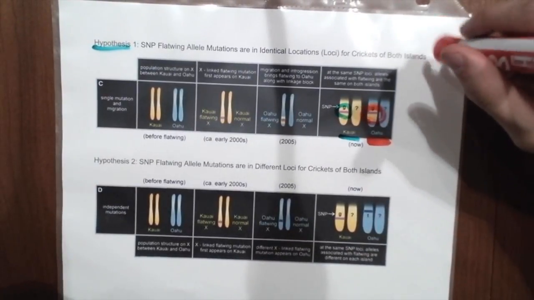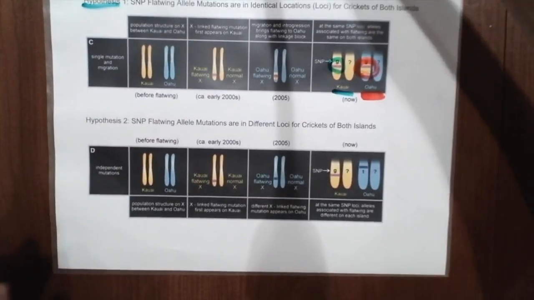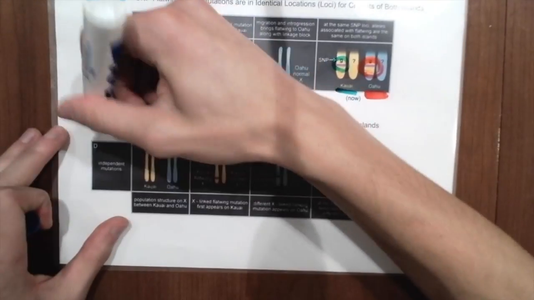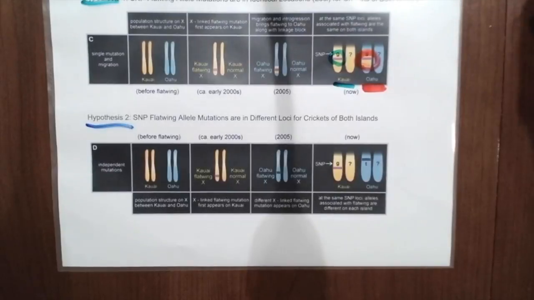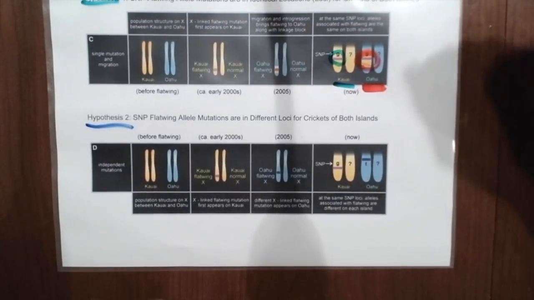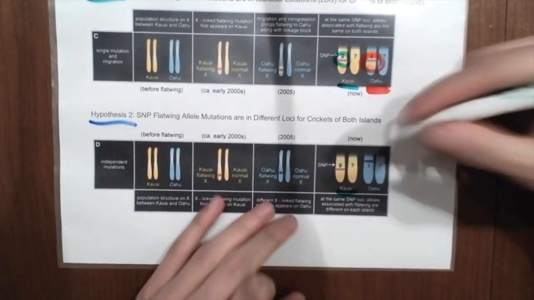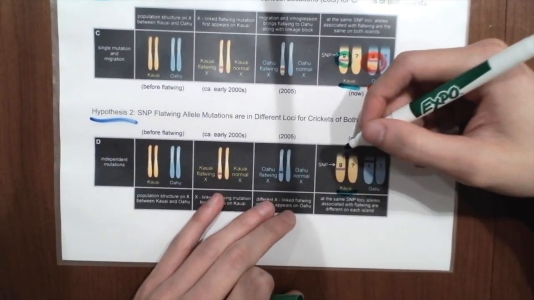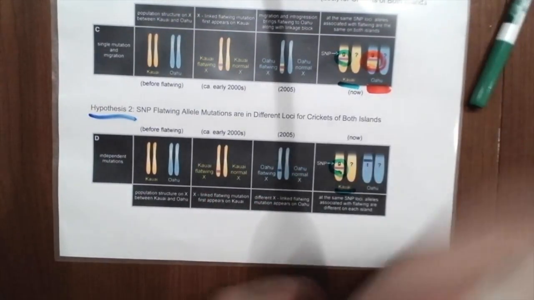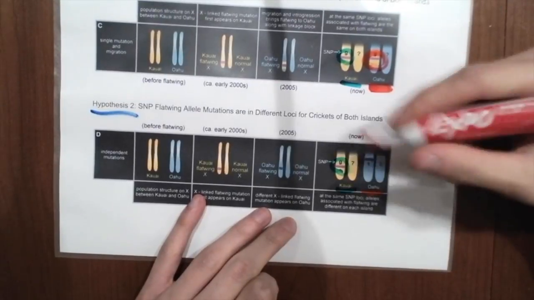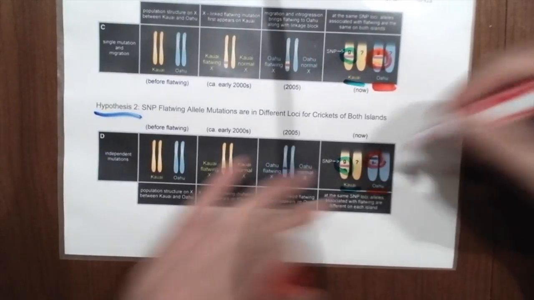Fortunately, the data that the researchers found does not support this first hypothesis. Instead, it supports the second hypothesis. Let's check that one out. So hypothesis 2 suggests that the allele mutations that cause flatwing occur in different loci for the two cricket populations. And that's what we see over here. In the Kauai population, in this allele, we see that the flatwing mutation occurs at this locus. And looking at the corresponding allele for the Oahu Island, we see, oh, wait a second, the mutation for the flatwing trait occurs at a different locus in the same allele.